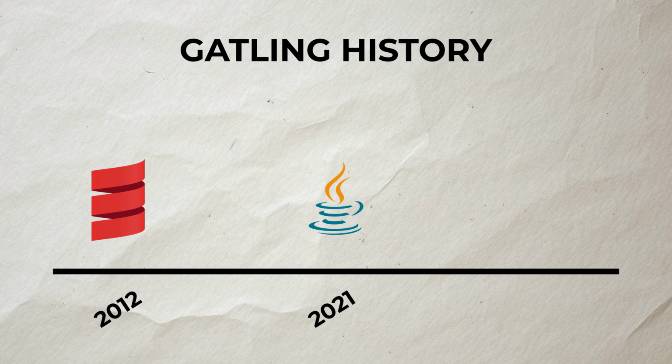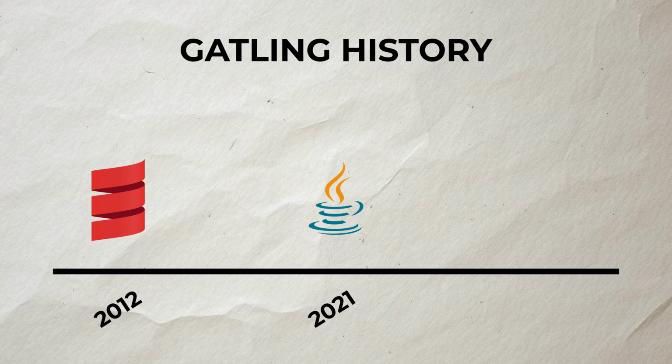Things changed in 2021 when Gatling released a Java version. Java developers that wanted to use Gatling no longer needed to worry about first having to learn Scala. They could just go ahead and use the Java version instead. So of course, that's great if you're a Java user, but what about the millions of JavaScript users who have never used Java? Gatling wants to give those developers the opportunity to use their tool as well, and that's where the Gatling JavaScript version comes in.